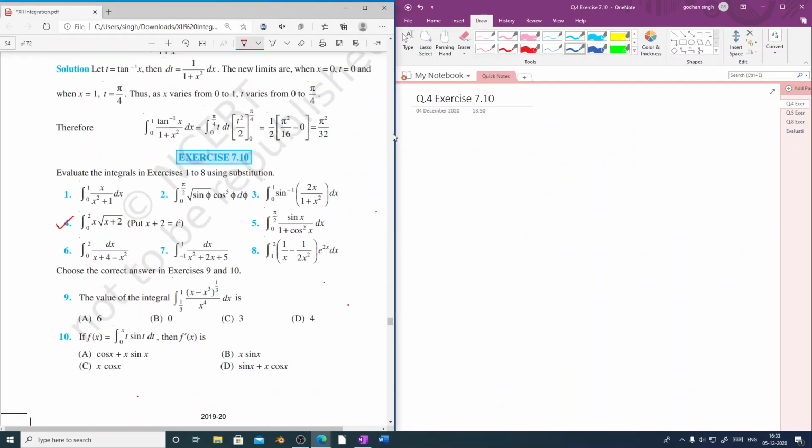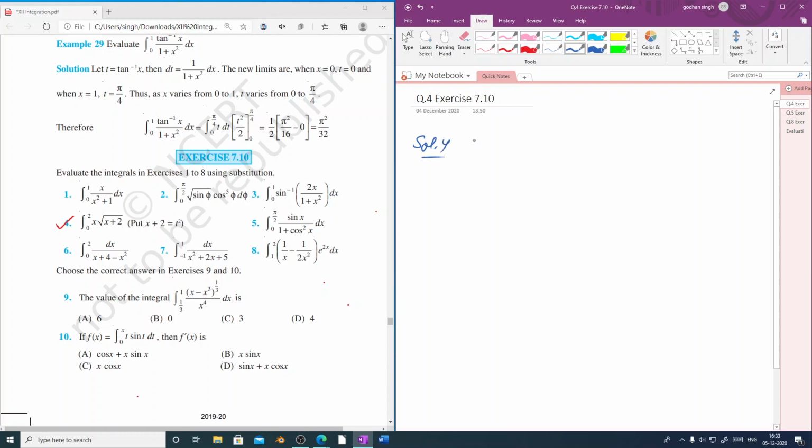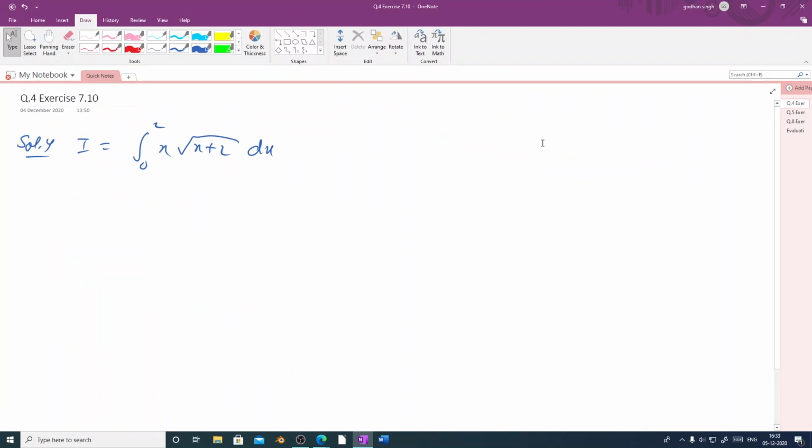Question number 4, integrating from 0 to 2 the function x into root of x plus 2. So solution number 4, I equal to integrating 0 to 2 x into root of x plus 2 dx. Whenever we are having a square root or any root, we must try to remove that one. So the best thing we can do is put x plus 2 as t square. Let x plus 2 equal to t square.